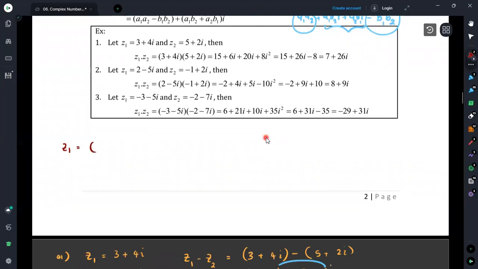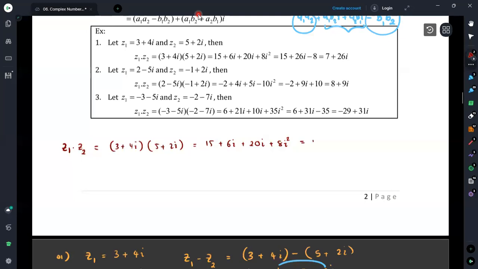Suppose I do the first example here. Z1 is 3 plus 4i, and Z2 is given as 5 plus 2i. Now, taking the multiplication of Z1 with Z2, Z1 is 3 plus 4i and Z2 is 5 plus 2i. Now what we need to do is solve the brackets. 3 multiplied with 5, 15. 3 multiplied with 2i, 6i. 4i multiplied with 5, 20 times i. Then 4i multiplied with 2i, it is 8i squared.